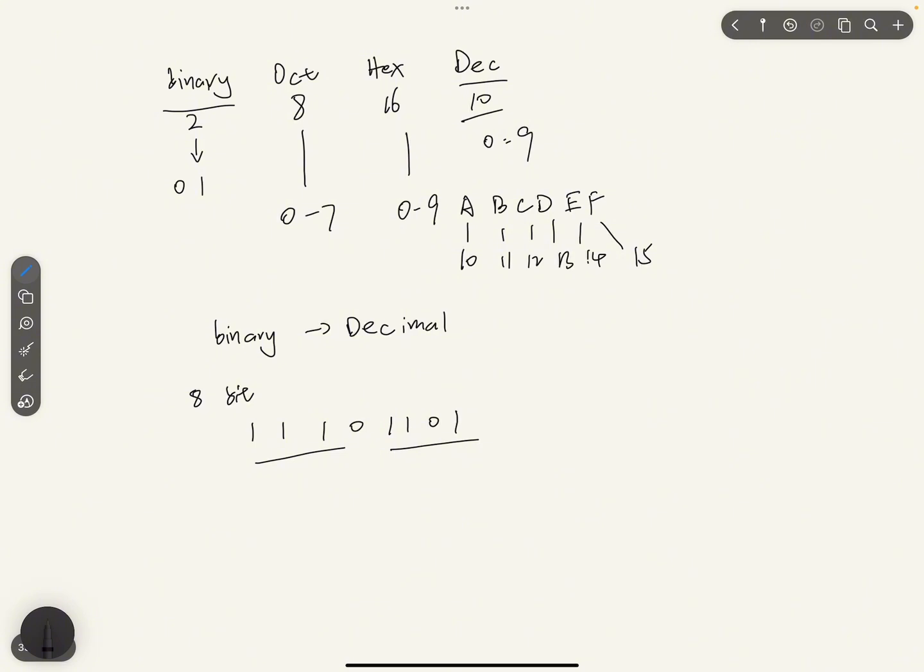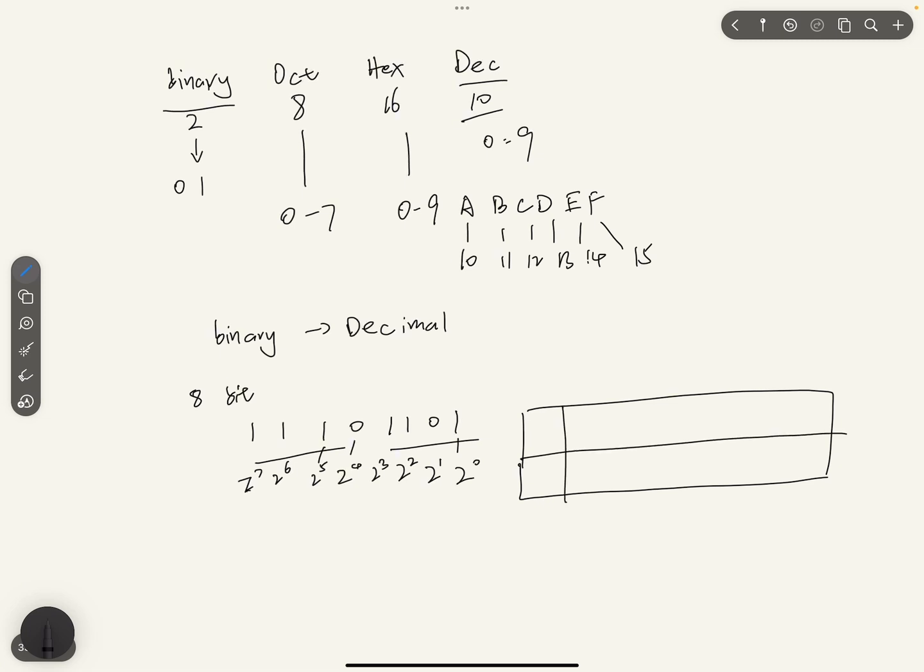Each binary digit has a weight. Let's do it from right to left. They have the weight 2 to the 0, 2 to the 1, 2 to the 2, 2 to the 3, 2 to the 4, 2 to the 5, 2 to the 6, 2 to the 7. It might be easier to read if we make a table for it.